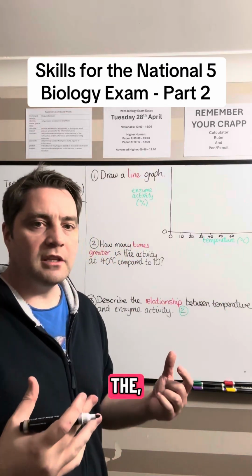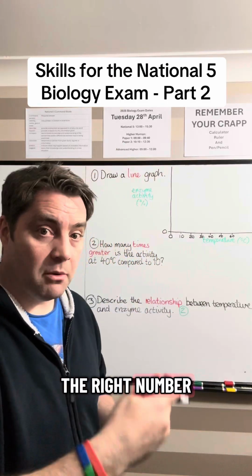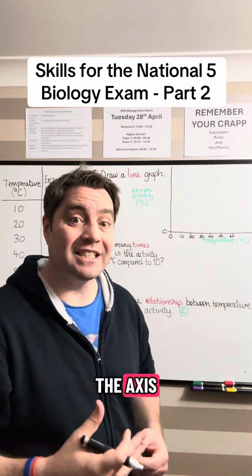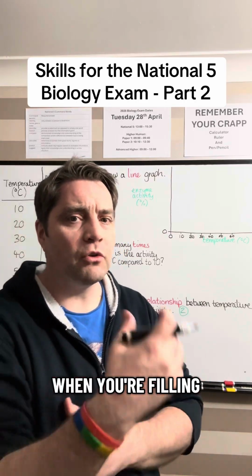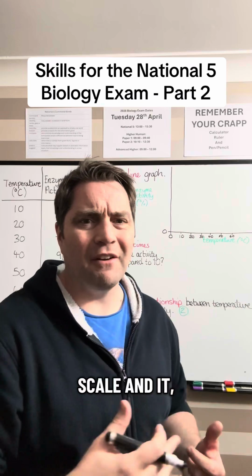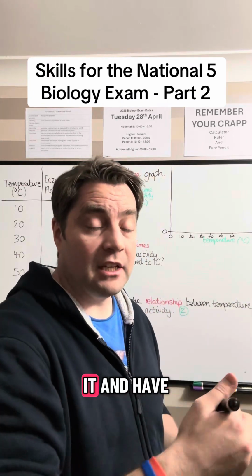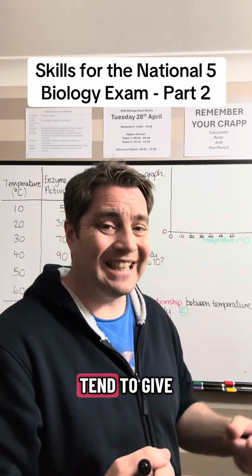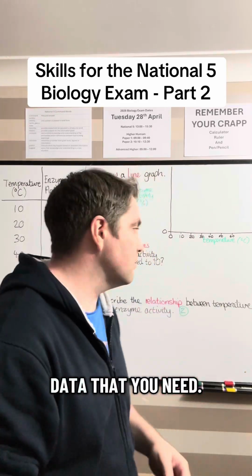Now on the graph that you're provided by the SQA, they generally tend to give you the right number of spaces on the axes to fill in the data nicely, okay? So if, for whatever reason, when you're filling in the scale it feels like it's wrong, it probably is. So double check it and have another go at it, because the SQA, as I say, they tend to give you enough boxes that it'll fit in all the data that you need, okay?